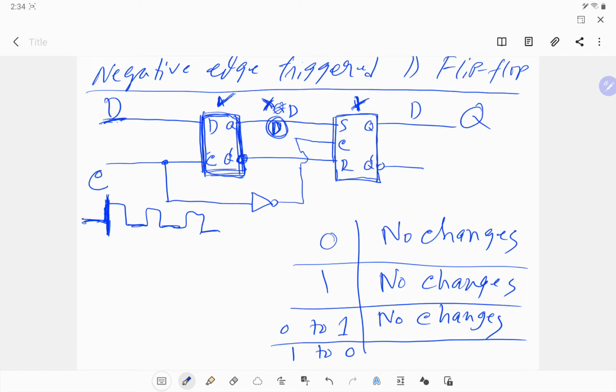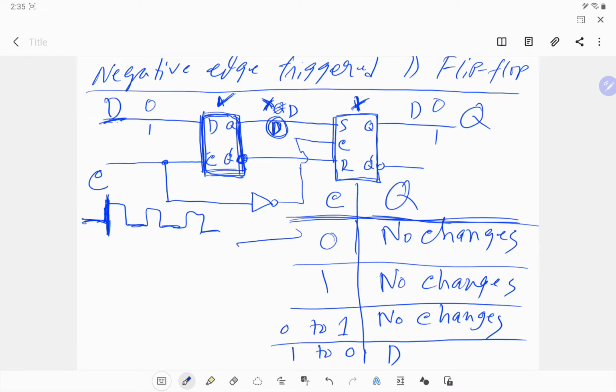So this is actually a change. We get D here. If D is 0, then we get 0 there. If D is 1, we get 1. If input is 0, output is 0. If input is 1, output is 1. So this is based on the C. If we say C is the control, by using this C we can control the entire device.